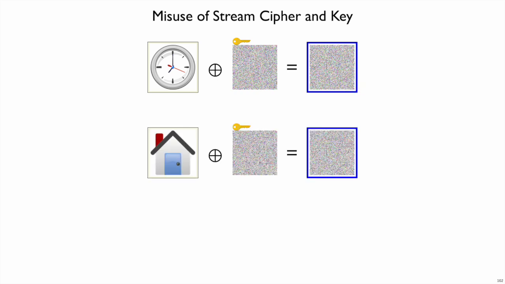I can do the same thing with the picture of the house, use the same random numbers, and I get another sequence of random numbers that, when we look at it, we can't tell the difference. They both look just like noise.